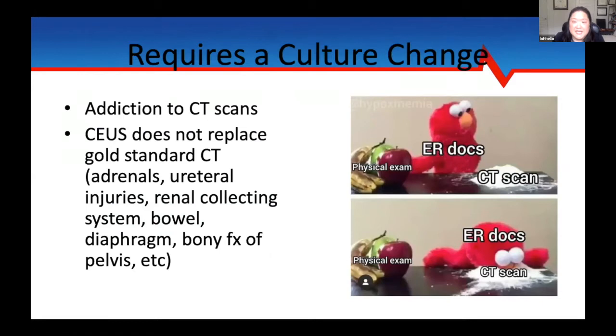Unfortunately, ER docs and trauma physicians are addicted to CT scans, and contrast-enhanced ultrasound does not replace gold standard CT because it does not pick up injury to adrenals, ureteral injuries, renal collecting system issues, bowel issues, diaphragm, or bony injuries to the pelvis, etc.